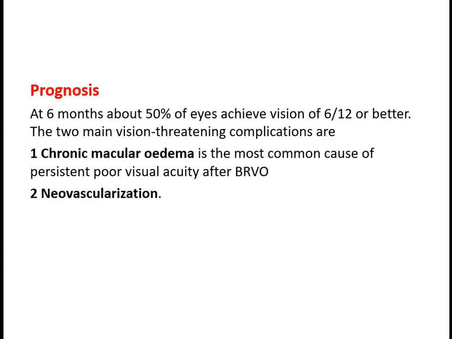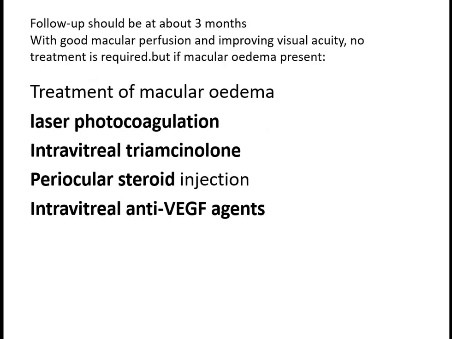Prognosis. At 6 months, about 50% of the eyes achieve a vision of 6/12 or better. أرجع أقول the two main vision-threatening complications: chronic macular edema is the most common cause of persistent poor vision after branch retinal vein occlusion. Also, the second one is the presence of neovascularization. Follow-up of the patient should be done after 3 months. If the patient has a good macular perfusion and better visual acuity, no treatment is required. But if the macula is edematous, I will treat like a patient with diabetic maculopathy.